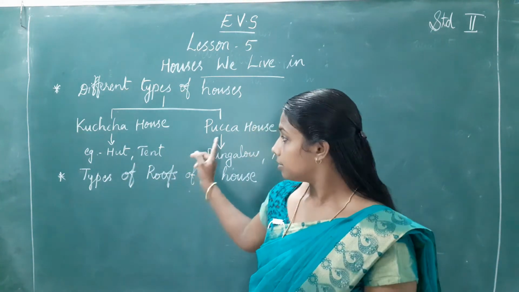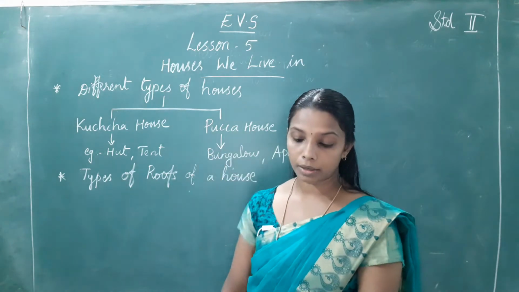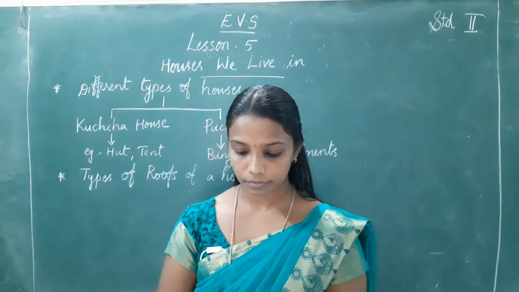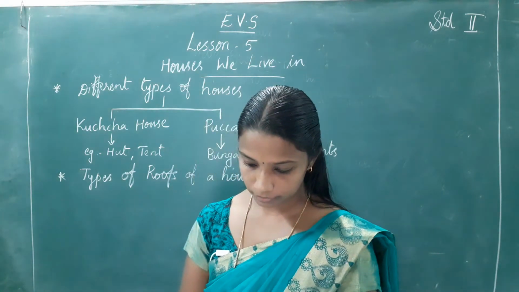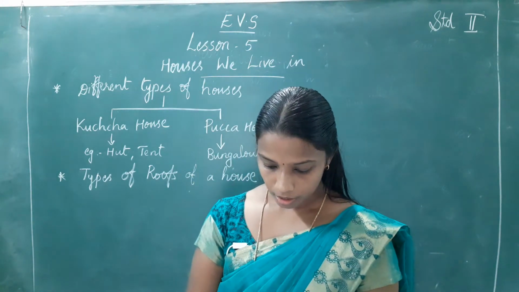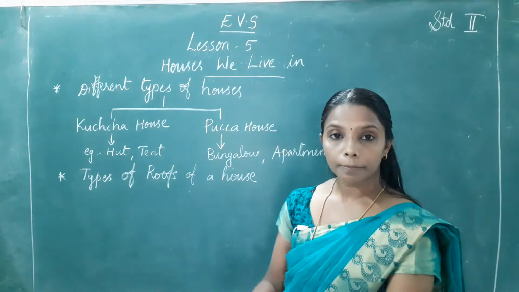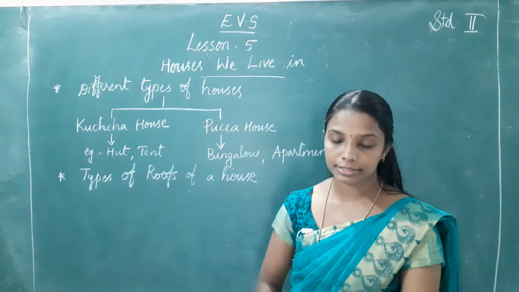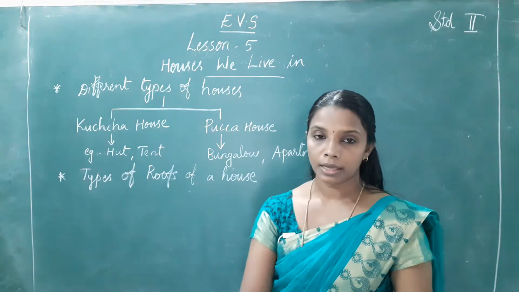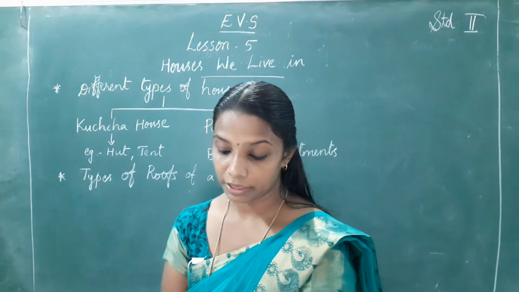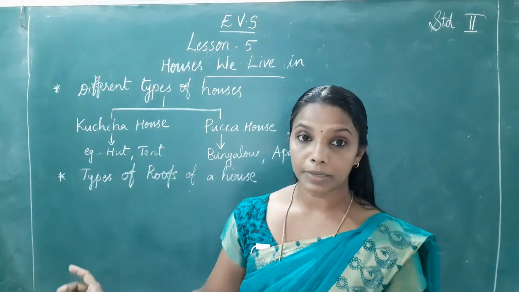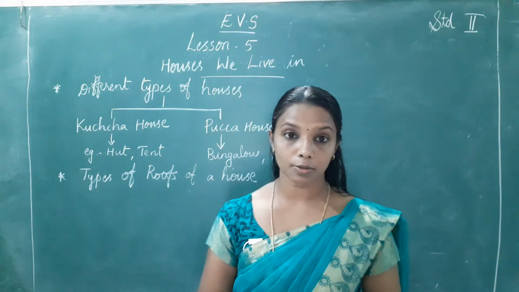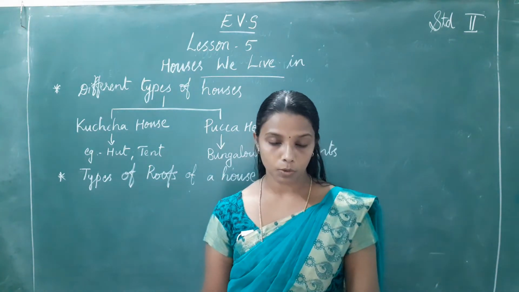Then pakka house. Pakka house is made up of, can you remember? Listen. Pakka house is made up of bricks, cement, iron, steel, wood, etc. Then it is mainly found in cities. And it is a permanent house. Pakka house is also called a permanent house.